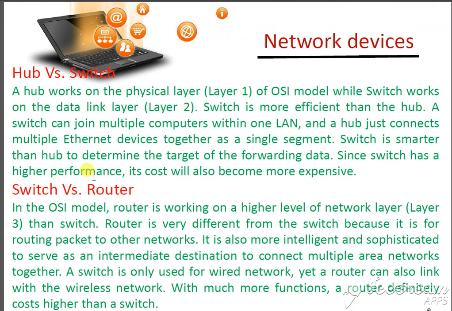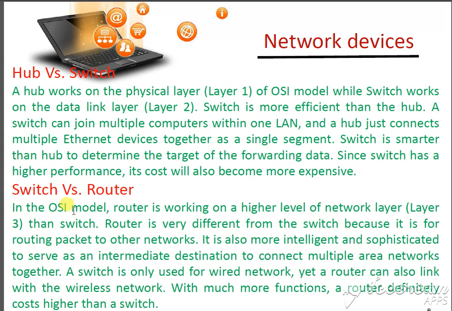The switch is smart. Number two, a switch is a smart hub that determines the target of the following data. Since a switch has higher performance, the cost is also more expensive. Okay, and now switch versus router.